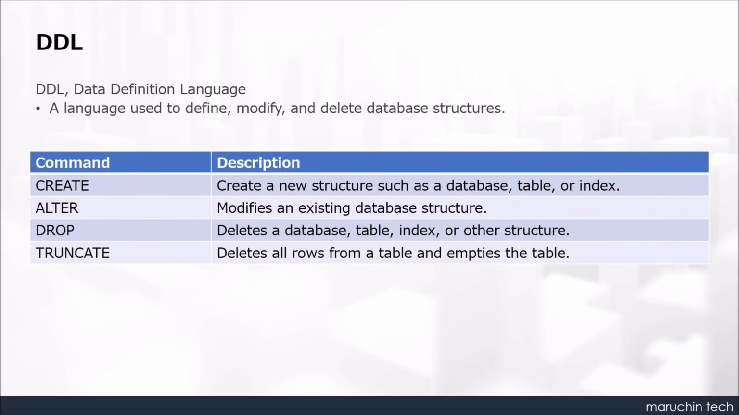DDL, Data Definition Language, is a language used to define, modify, and delete database structures. Specific commands include create, alter, drop, and truncate. Create is a command to create a new structure such as a database, table, or index. Alter modifies an existing database structure. A drop deletes a database, table, index, or other structure. A truncate deletes all rows from a table and empties the table.